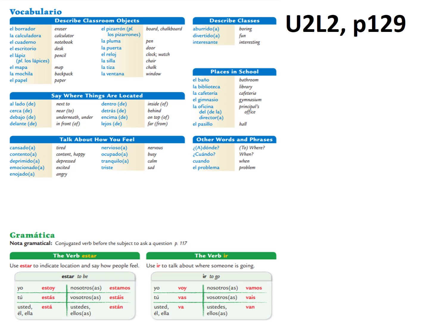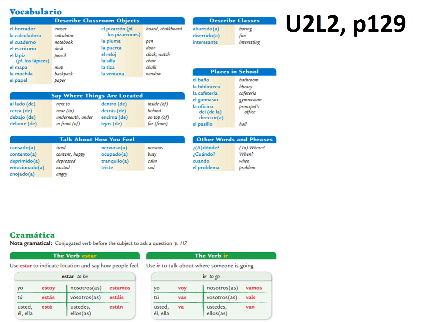To talk about how you feel. Cansado is masculine for tired. Cansada is feminine for tired. Contento is masculine for content or happy. Contenta is feminine for content or happy. Deprimido is depressed. Deprimida is feminine for depressed. Emocionado is masculine for excited. Emocionada is feminine for excited.